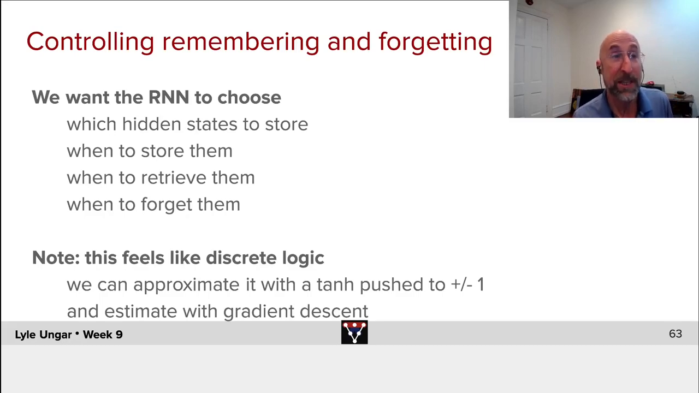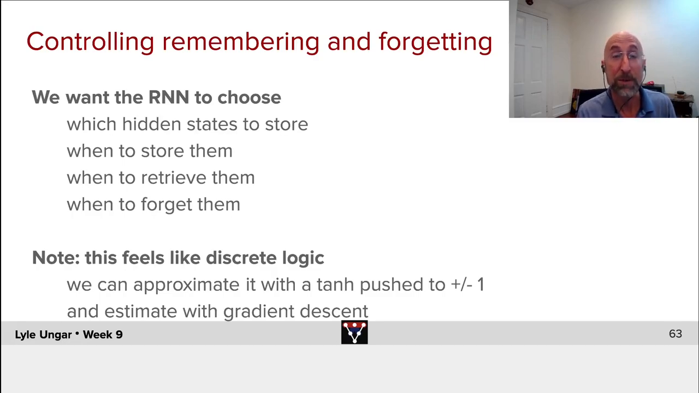Okay, so let's state that again. We want the neural net to say, hey, we've got some hidden states. Take these hidden states, store them away. We need it to learn when to store them, when to retrieve them, when to forget them and replace them with something else. Note that this feels like discrete logic.